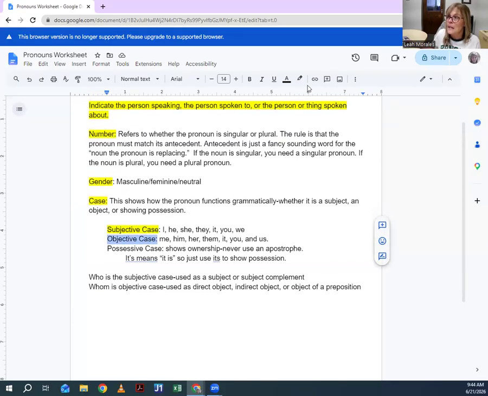These are me, him, her, them, it, you, and us, and they function as objects. They can be direct objects receiving a verb's action. The ball hit him. Him is who the ball hit. It is the direct object. Or they can be indirect objects. Sally gave him the money, or the object of a preposition, we discussed it with him.